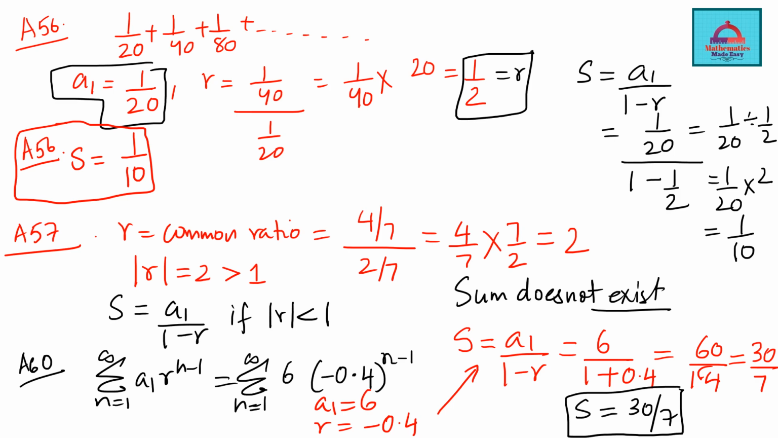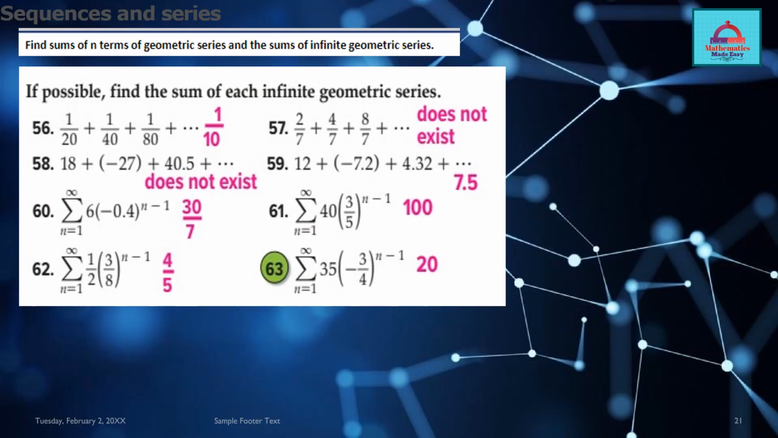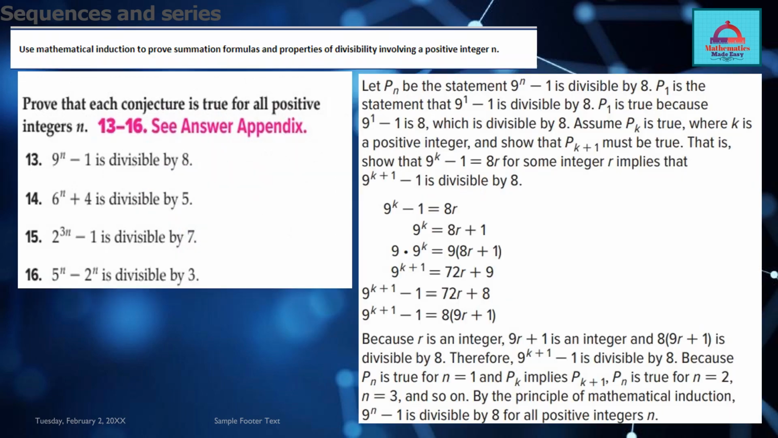So this is how you solve the question, and now you can check all your answers. For 56 it is 1 by 10, for 57 does not exist, for 60 it is 30 by 7, and you will now try the remaining questions yourself. I'm sure using the correct formula and doing the correct steps you will get the correct answers, inshallah.